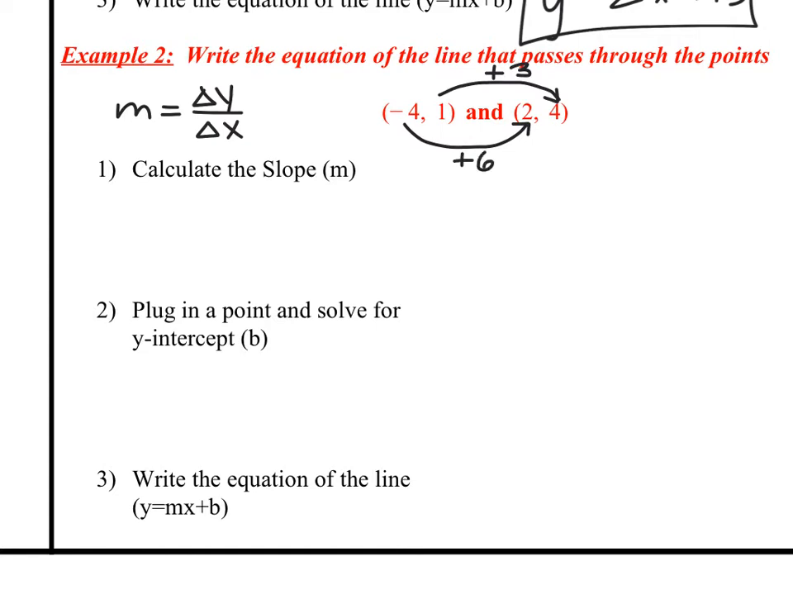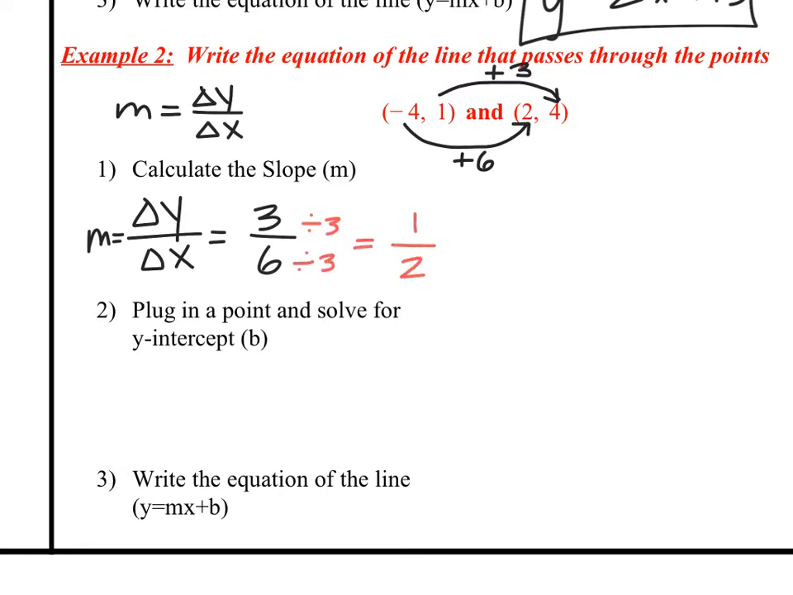So my change in y over change in x for m is 3 over 6, and this simplifies because I can divide by 3. So then my actual slope is 1/2. Okay, we're going to use that in a little bit. So my slope is 1/2.